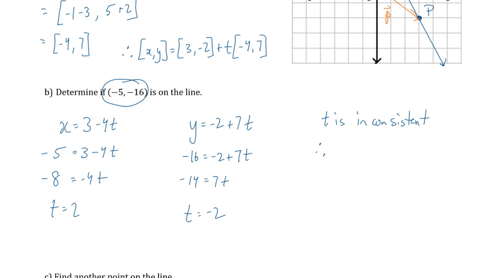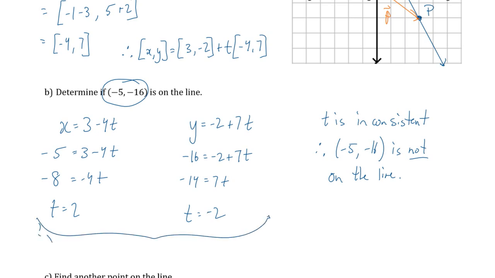Therefore, (-5, -16) is not on the line. Okay, that's what that means. If I got a consistent t, that would mean subbing that value of t into this equation that I have would take me to this point, or to that vector. And so that would mean that the point was on the line. The fact that t is inconsistent means the point is not on the line.